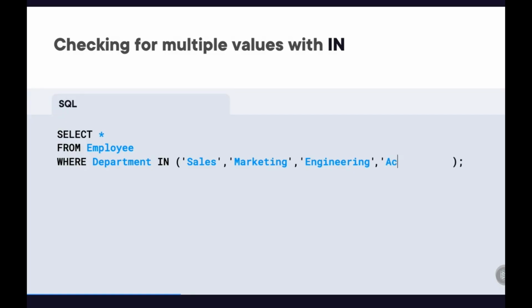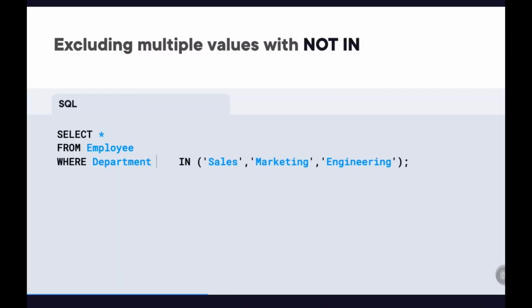And now if I wanted to add additional departments, I don't need another OR department equals line. I just add the new name to the list. Now, I might sometimes want to exclude a range of values, like finding employees who are not in certain departments. And I can do this by just adding the word NOT: WHERE department NOT IN sales, marketing, engineering, etc. We can also use IN and NOT IN with other data types like numeric values.